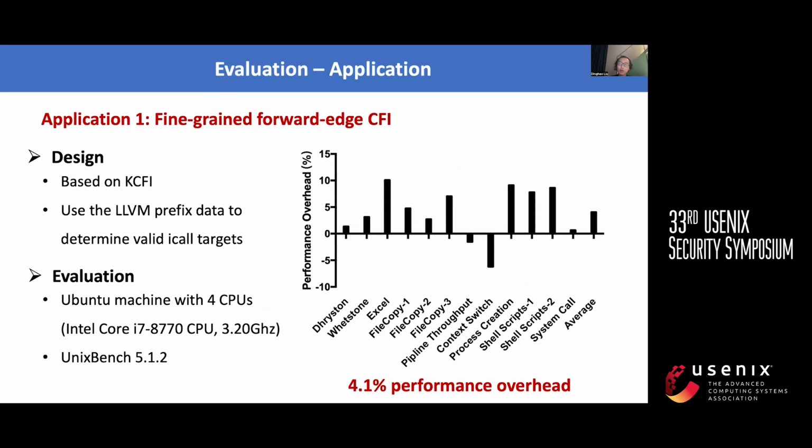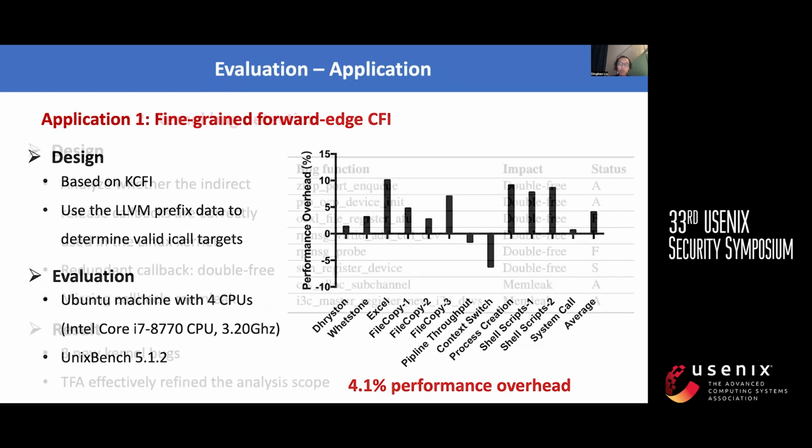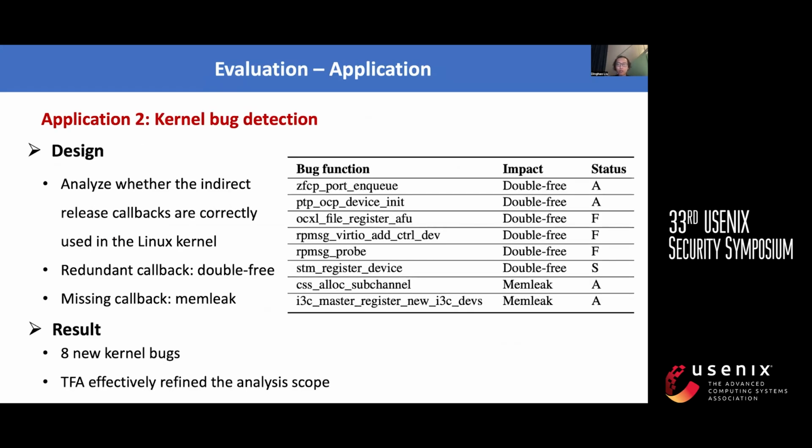We apply the fine-grained Indirect-Call analysis to CFI protection, which is practical. And we also apply it to kernel bug detection, which focuses on whether the indirect release callbacks are correctly used in the Linux kernel. And with the help of TFA, we found a new kernel bug with a much refined analysis scope.